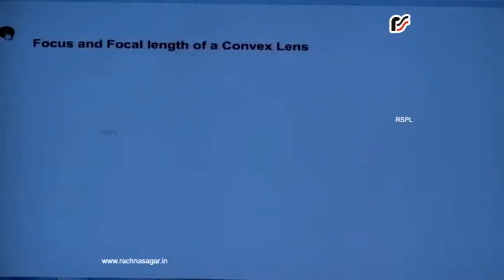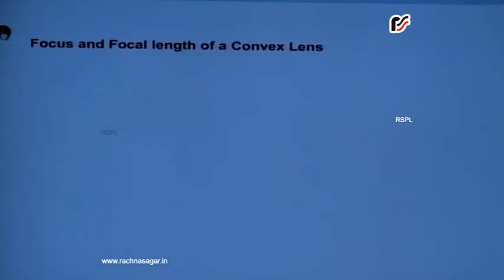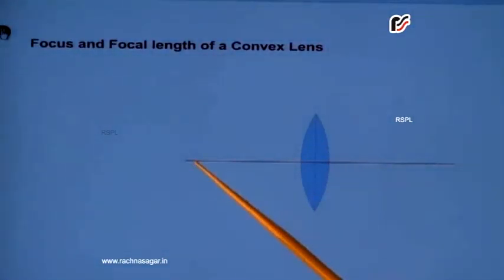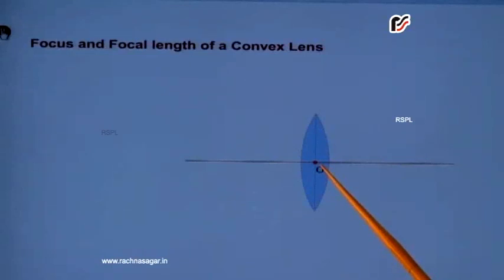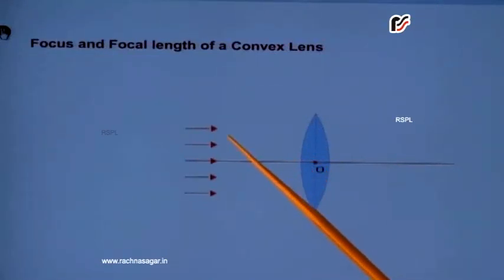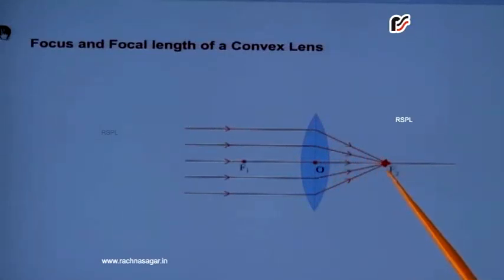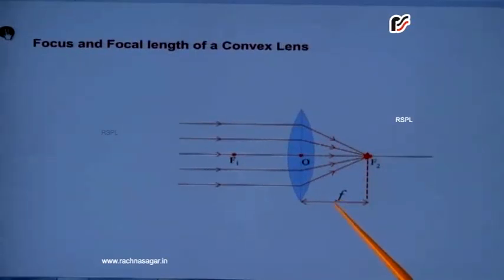Let us discuss the focus and focal length of a convex lens. Take a convex lens, this is the principal axis, and the optical center is O. A beam of parallel rays of light, after refraction, meets at point F2. This point F2 is the main focus of the convex lens. The distance between the optical center and F2 is known as the focal length of the convex lens.